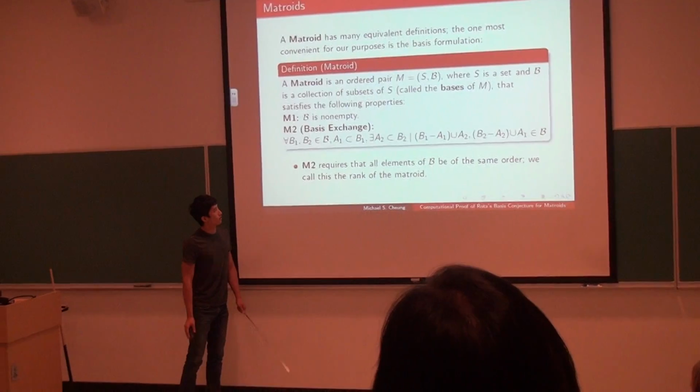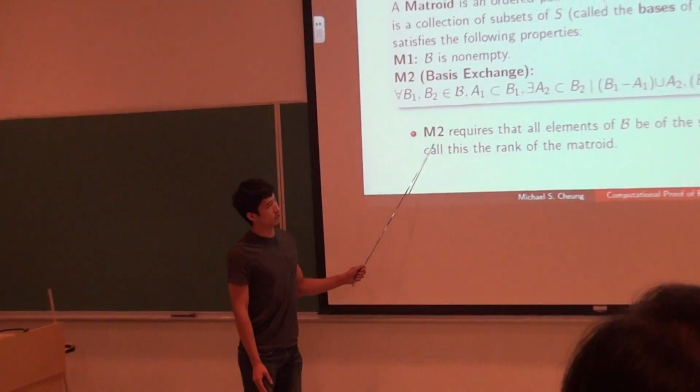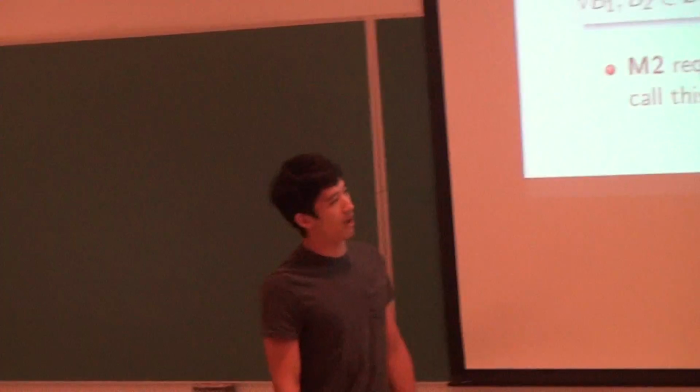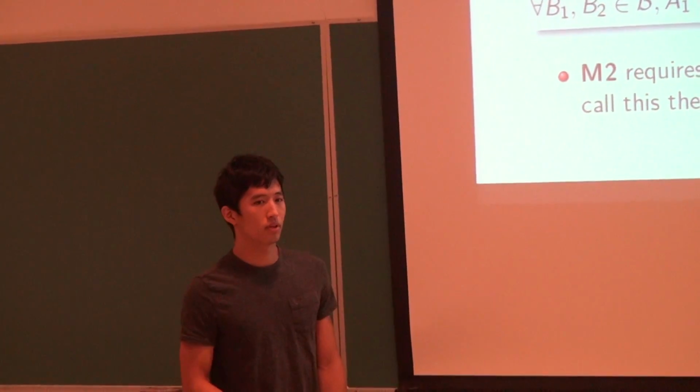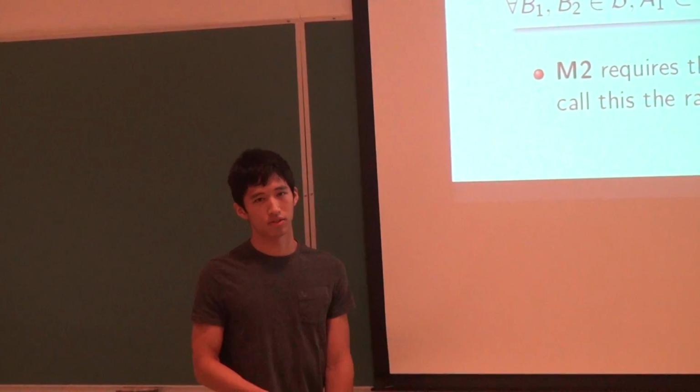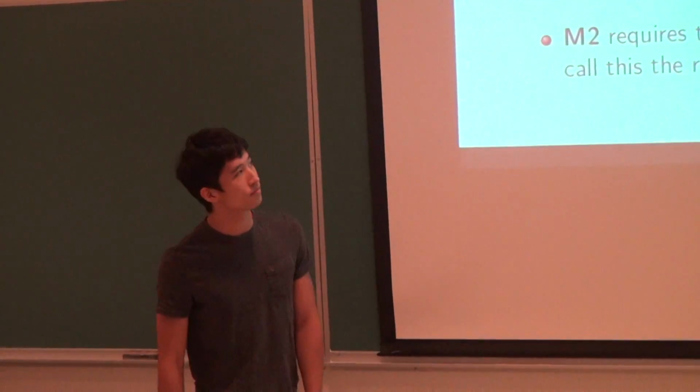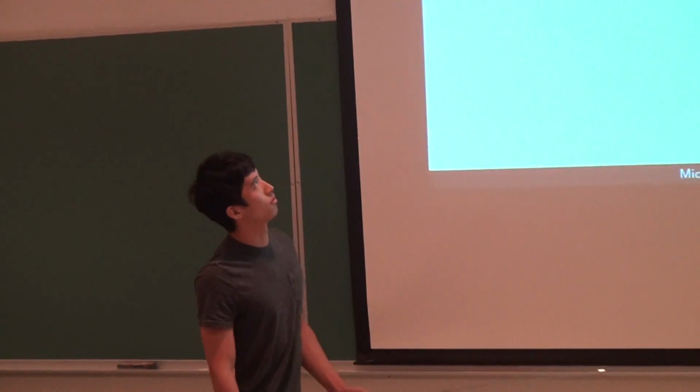And so this second axiom automatically makes it so that all the bases are of the same order, so we call this the rank of the matroid. And that's analogous to, say, the dimension of the vector space. And so here's an example of a matroid.